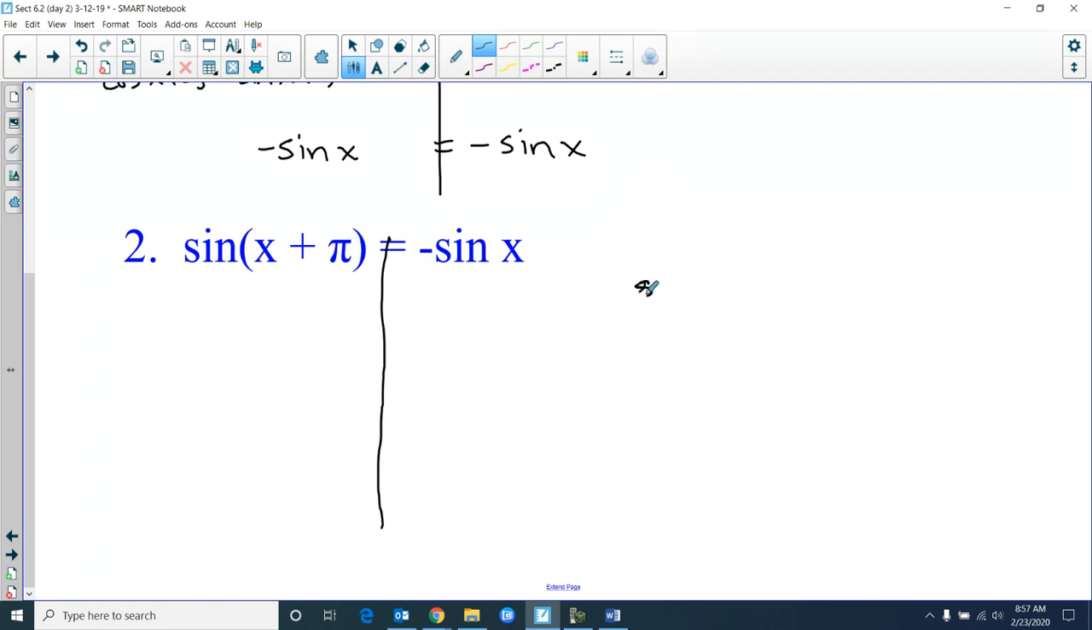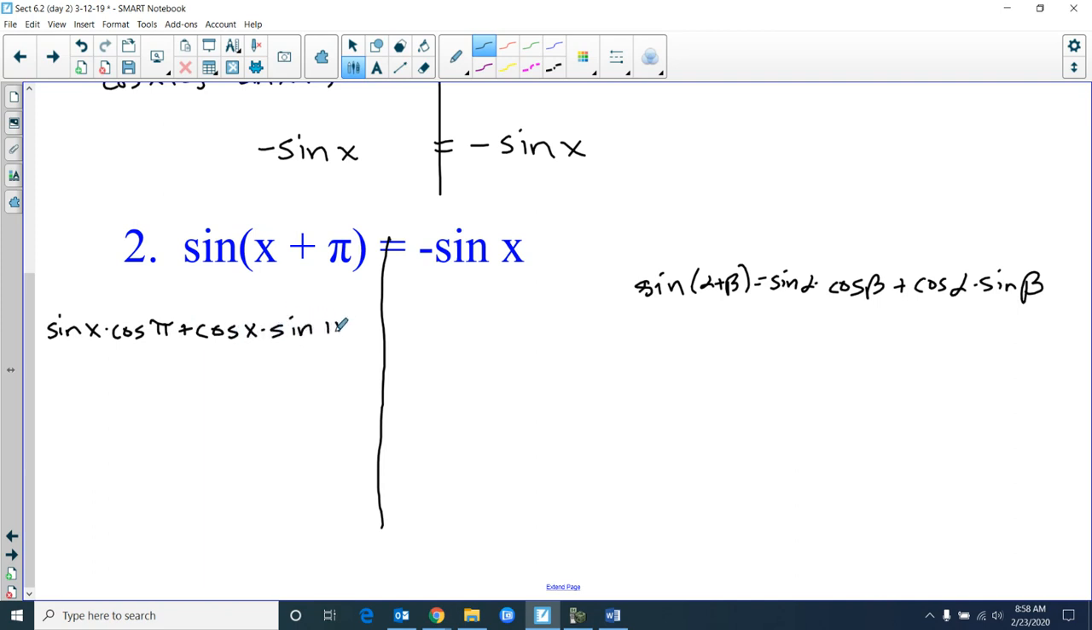Well, what is the sine of alpha plus beta? That is the sine of alpha times the cosine of beta plus cosine of alpha times sine of beta. All right, use this formula, substitute in. I get the sine of x times cosine of pi plus cosine of x times the sine of pi.